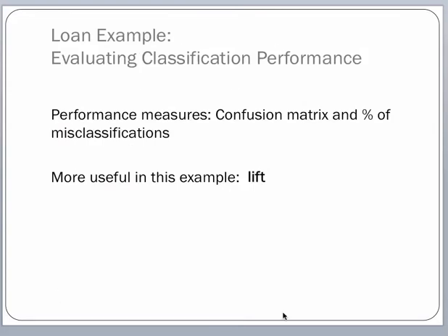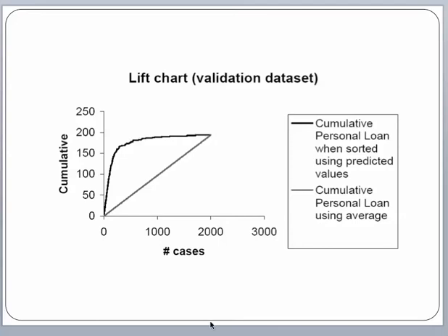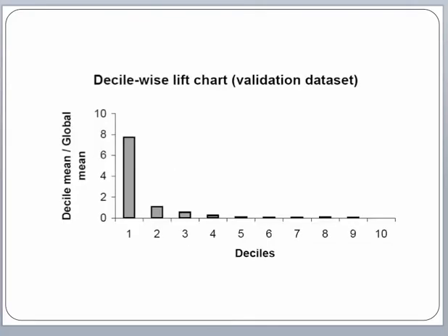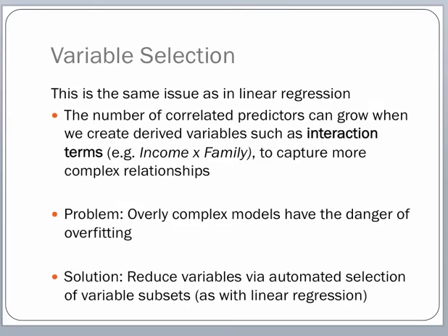We can use the standard chapter 5 methods to assess the performance of a classification algorithm like logistic regression. In this example, we can consider lift. And a lift chart looks like that. We can also apply a decile chart and evaluate it that way. We can also do some variable selection, which we discussed at the end of the chapter on linear regression. It's the same kind of concept.